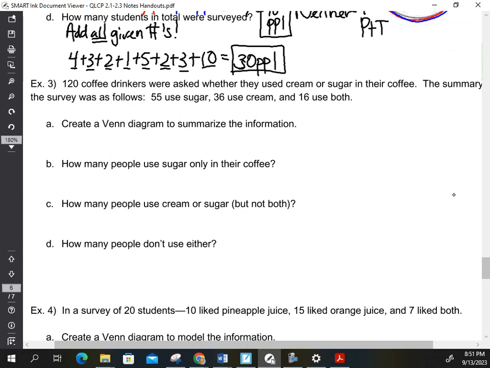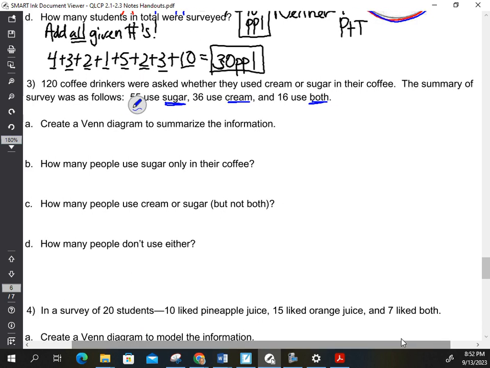Example 3. 120 coffee drinkers were asked whether they use cream or sugar in their coffee. The summary of the survey: 55 use sugar, 36 use cream, 16 use both. So we're talking about sugar and cream, and the fact that they use both. Now, obviously, if you add those 3 up, that doesn't add up to 120. So that's telling you that there are some folks that don't like sugar or cream. That don't like sugar and don't like cream. So we're going to account for that.